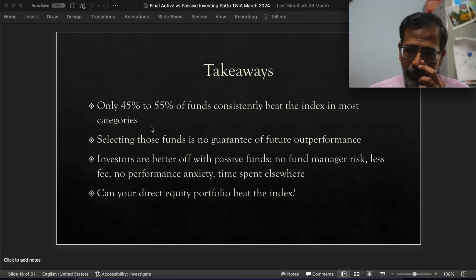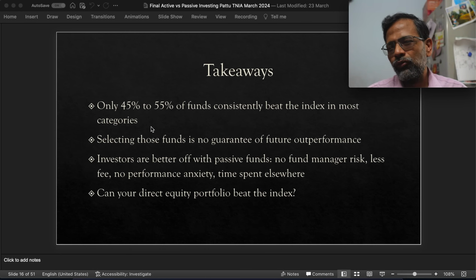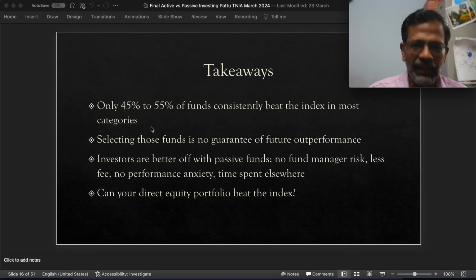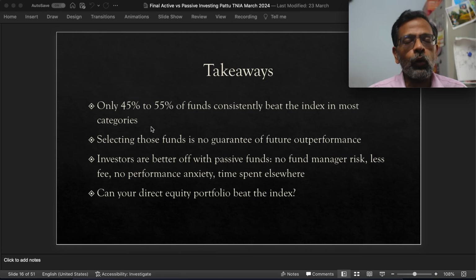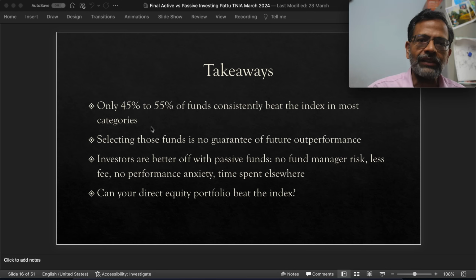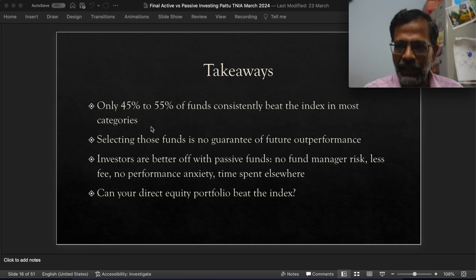So these are the takeaways. Again, like I said, only 45 to 55, maybe 60% of the funds across any category have beaten the index consistently. People say, if you say only 5 funds have done well, tell me those 5 funds. No, there's no point, because that's based on past data. You can't invest in those 5 funds assuming the next 10 or 15 years will be exactly a replica of the past. That's not going to happen. It's not a guarantee of future performance.